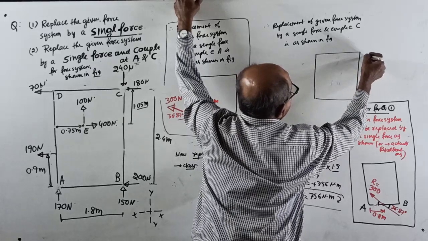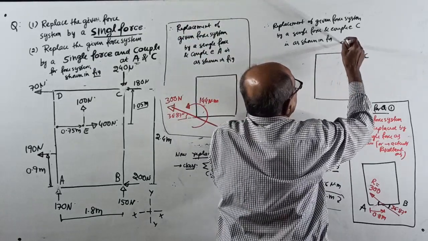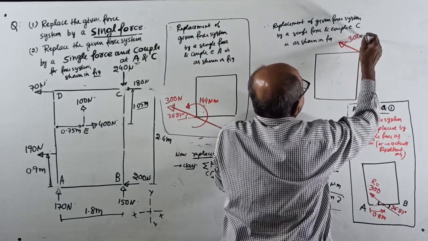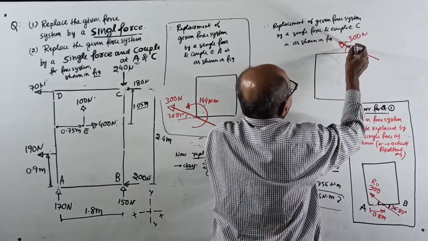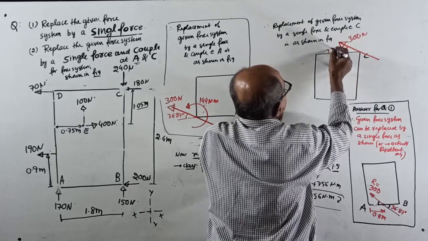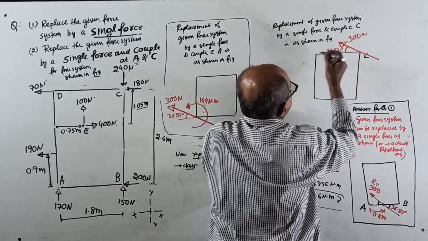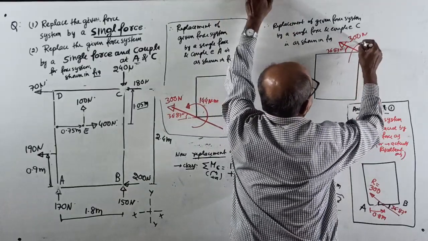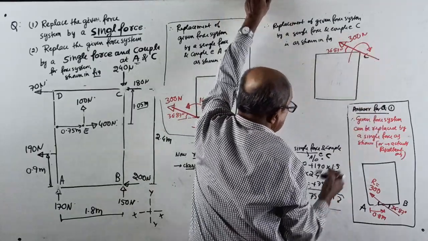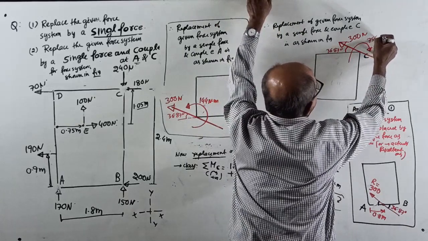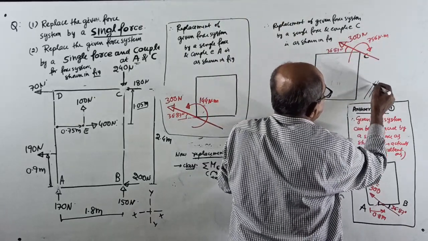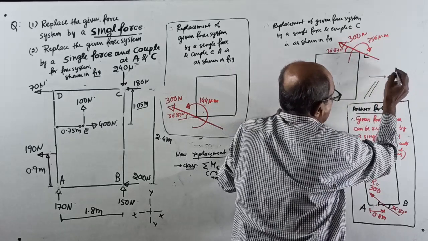This is the point C. A single force of 300 Newton makes an angle of 36.87 degrees, and a single couple, a clockwise couple of 756 Newton meter. Our question is completely over.